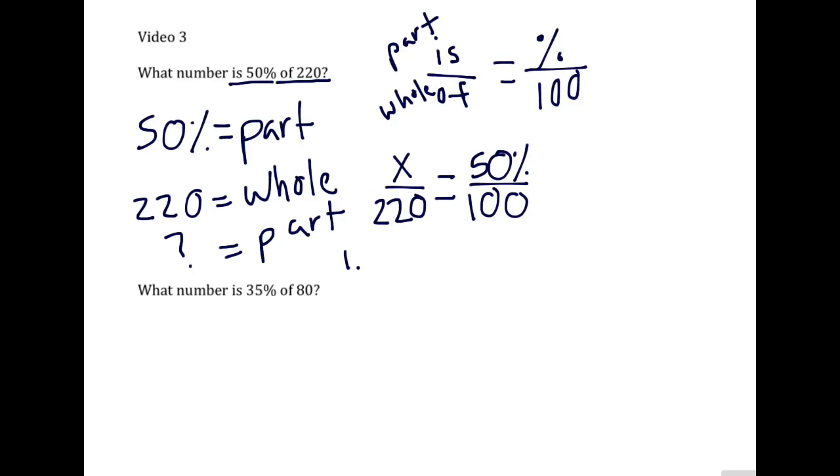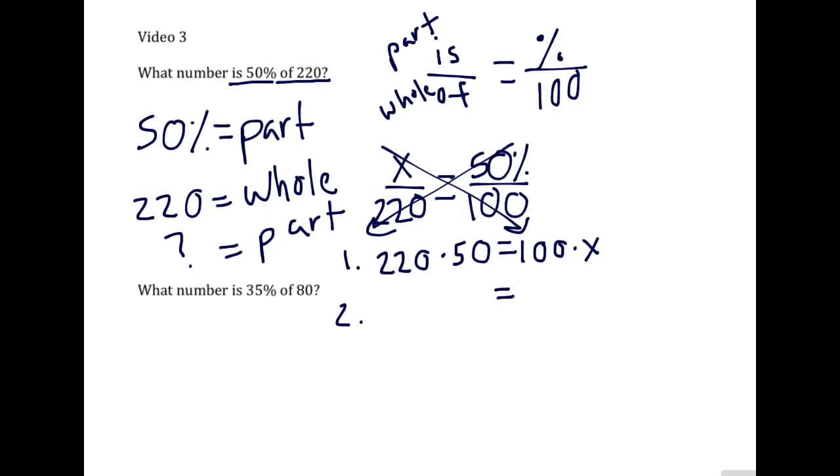So step 1, I'm going to cross multiply. 220 times 50 equals 100 times x. Step 2, multiply the two factors next to each other. So I've got 220 times 50, which is 11,000, which is equal to 100 times x.